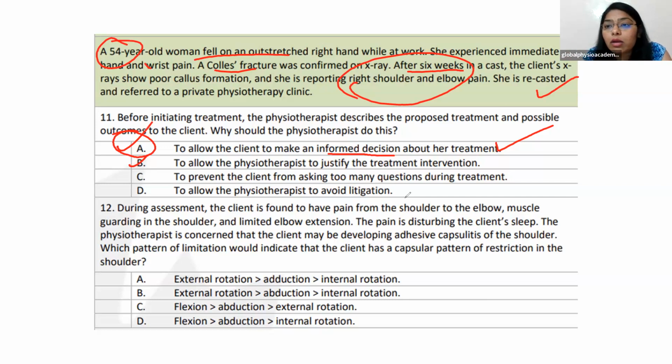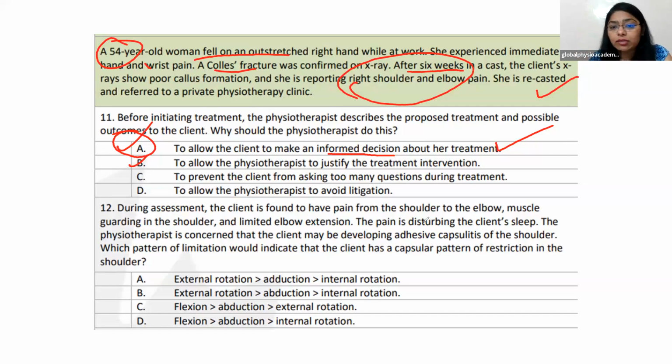So this is your PCE written. You know the lectures, you know everything, still you have to get the idea. They are asking a lot of things. This is the domain, professionalism. So the question is musculoskeletal and the domain is professionalism. During assessment, the client is found to have shoulder pain, shoulder to elbow, muscle guarding in the shoulder, limited elbow extension. So your vignette is the pulley one.